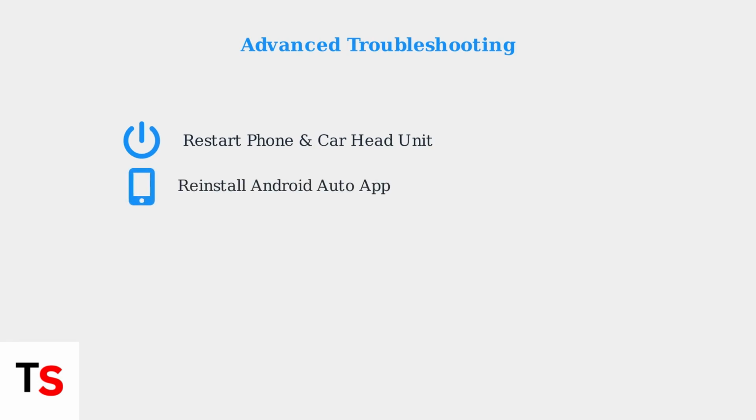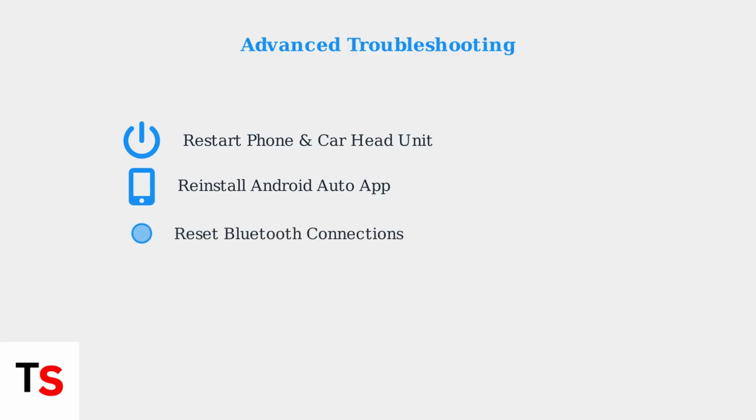When basic fixes don't resolve Android Auto crashes, advanced troubleshooting steps can help identify and solve deeper issues. Start by performing a complete system restart. Turn off your phone completely, then restart your car's head unit or infotainment system. This clears temporary system states that may be causing conflicts. If the problem persists, completely reinstall the Android Auto app. Uninstall it from your phone, restart the device, then download and install the latest version from the Google Play Store.